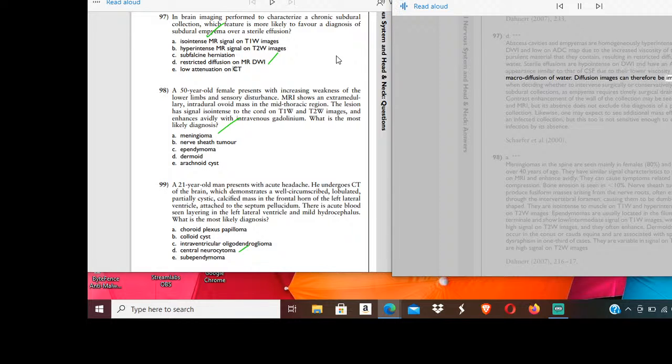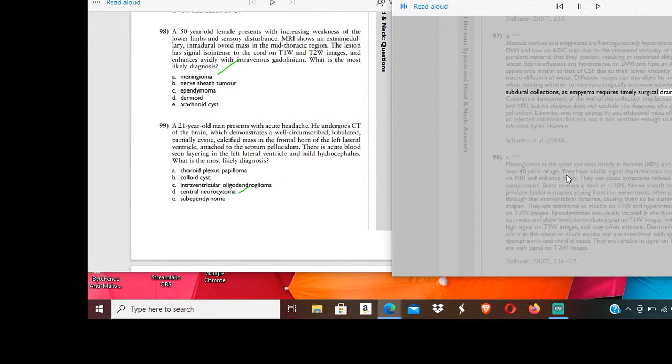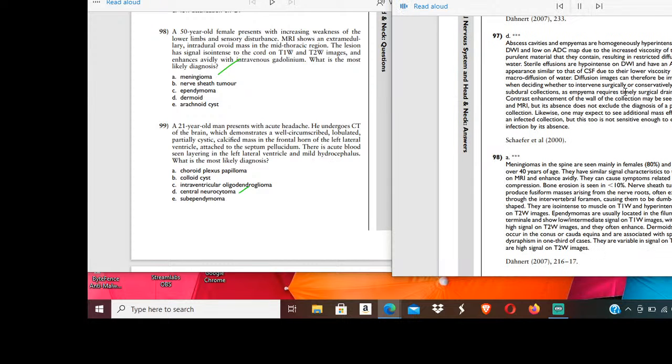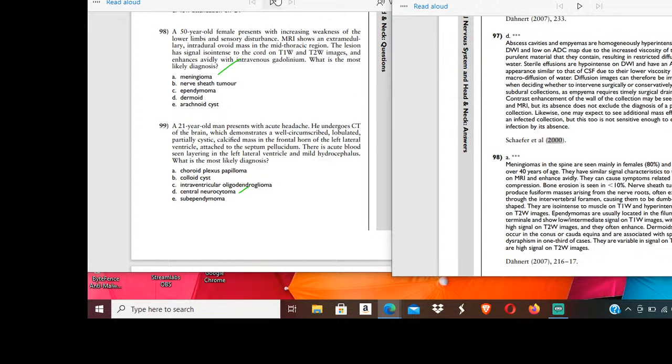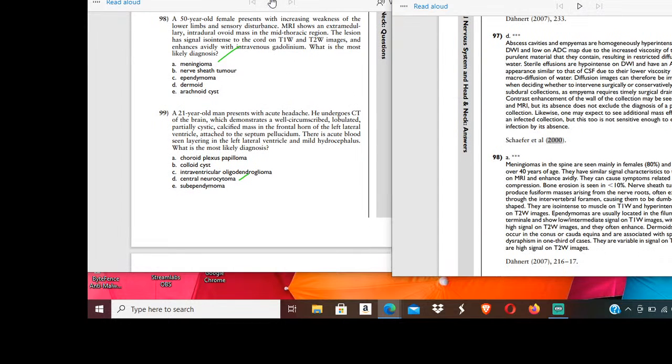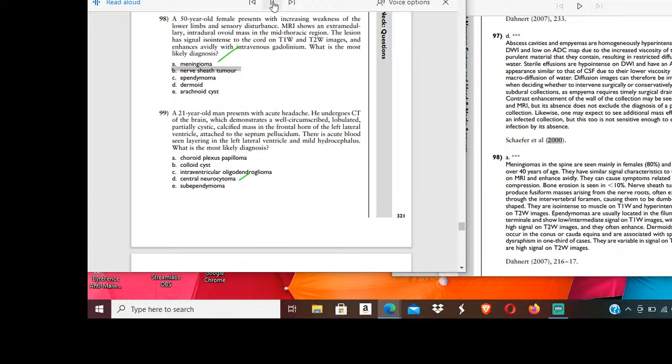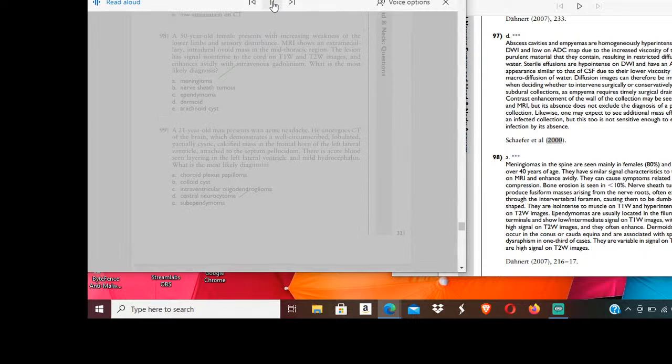Diffusion images can therefore be important when deciding whether to intervene surgically or conservatively manage subdural collections, as empyema requires timely surgical drainage. Contrast enhancement of the wall of the collection may be seen on CT and MRI, but its absence does not exclude the diagnosis of a purulent collection. Likewise, one may expect to see additional mass effect with an infected collection, but this too is not sensitive enough to exclude infection by its absence. Schaefer et al. 2000. E. Low attenuation on CT.